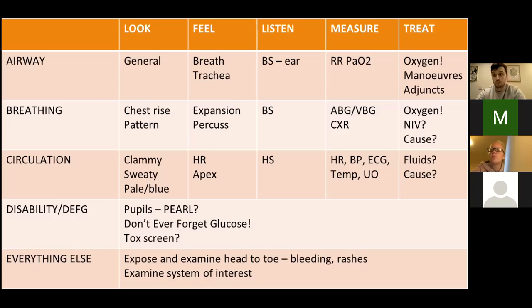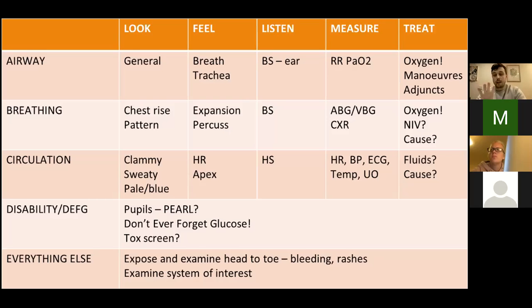If the patient is alert, they are A. If they are alert to voice, they are V. If they are alert to pain, they are P. And if they're not alert or unresponsive, then they are U. And as I mentioned, DEFG: don't ever forget glucose, do a BM, do a temperature, comment on the pupils, and check for any rash or any fever, and then everything else.